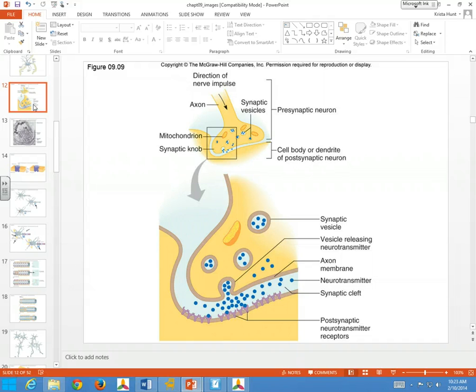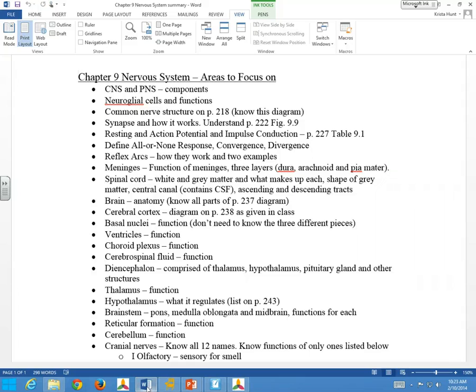Let's take a look. What do we have here? For meninges, I want you to know the function of them. Like the function of each layer, the function of the meninges in general. Well, what's the function of the meninges in general? It's protection, yes. You're kind of giving a little cushion layer. But then what else?